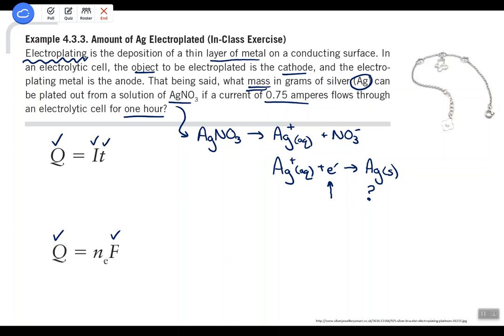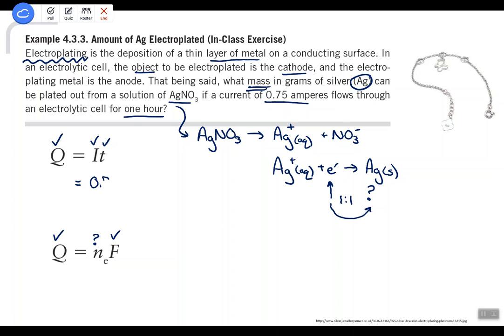Once we know charge, and we always know Faraday's constant, we can solve for the moles of electrons. Once we have moles of electrons, we can see that it's a 1-to-1 molar ratio of electrons required to produce 1 mole of solid silver. So given that, we can start our calculation.